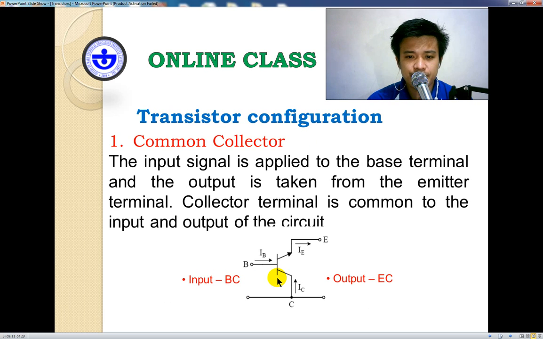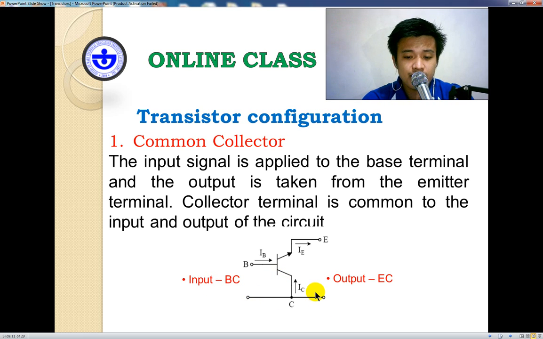Next, we also have the transistor's configuration. It means how the transistor is connected in the circuit. We have three in here, so we'll start from number 1, which is common collector. The input signal is applied to the base terminal, and the output is taken from the emitter terminal. The collector terminal is common to the input and the output.